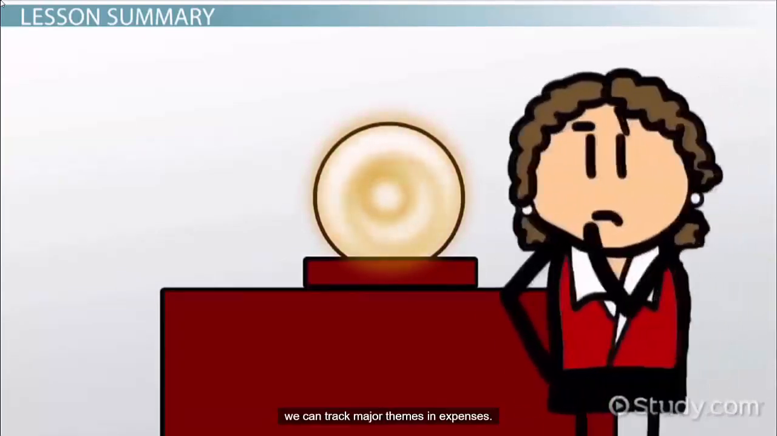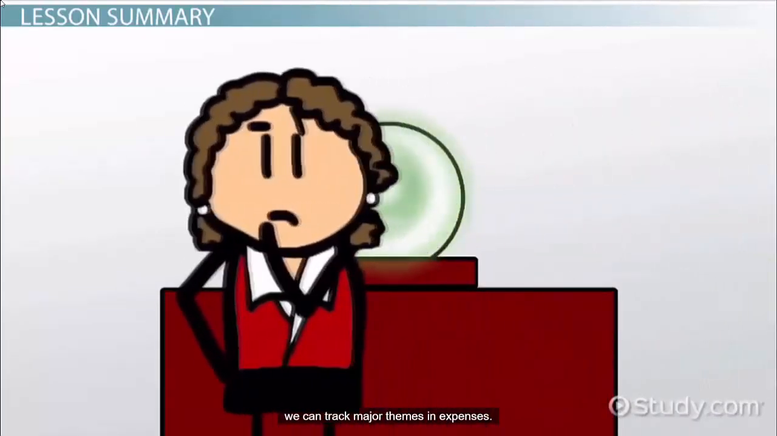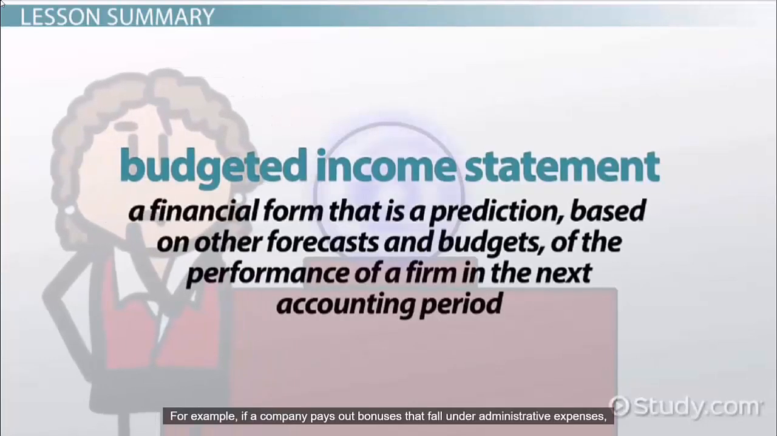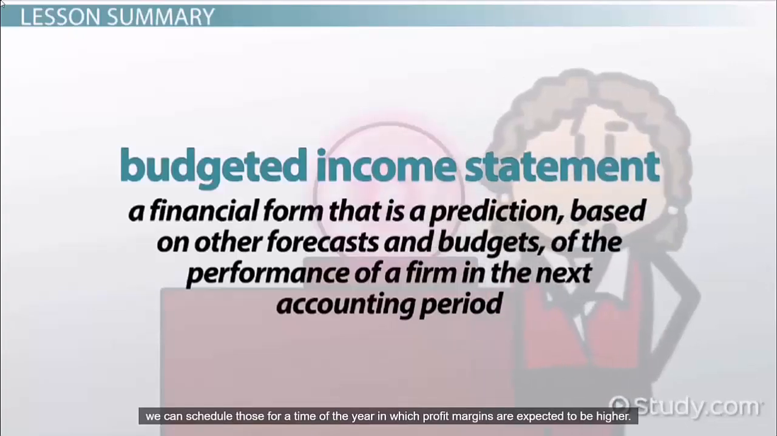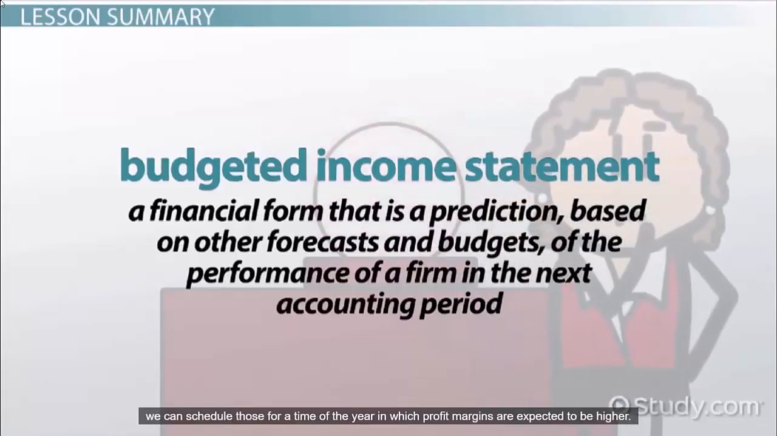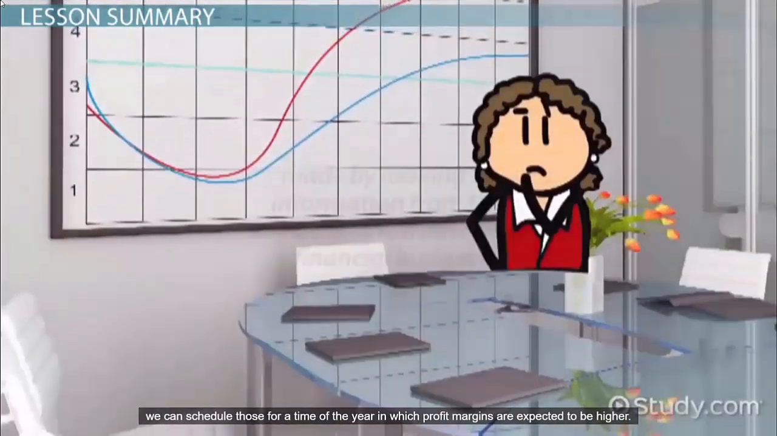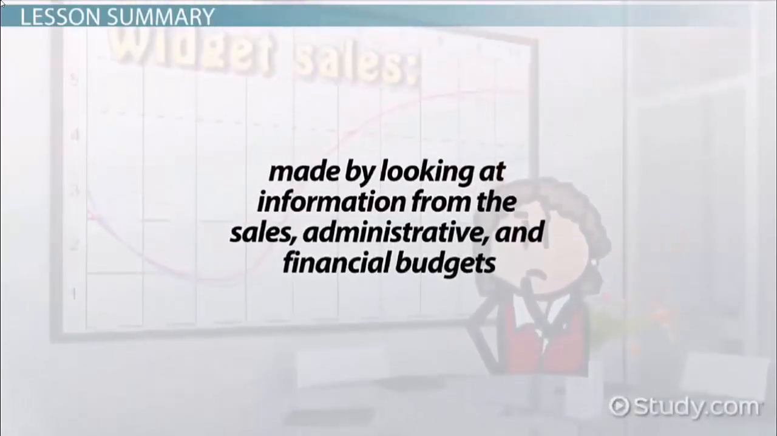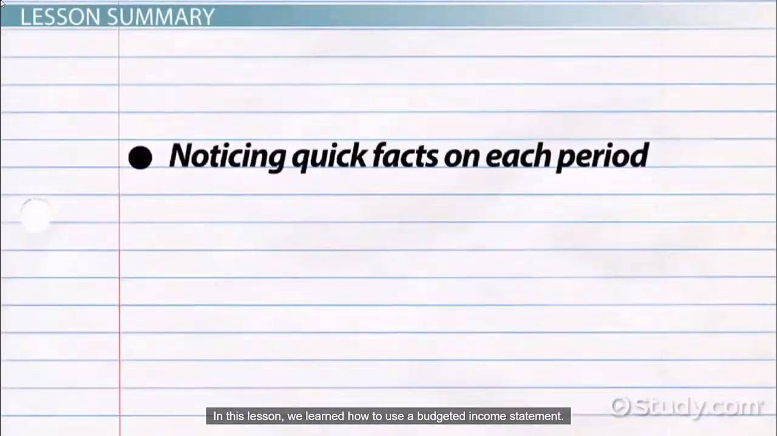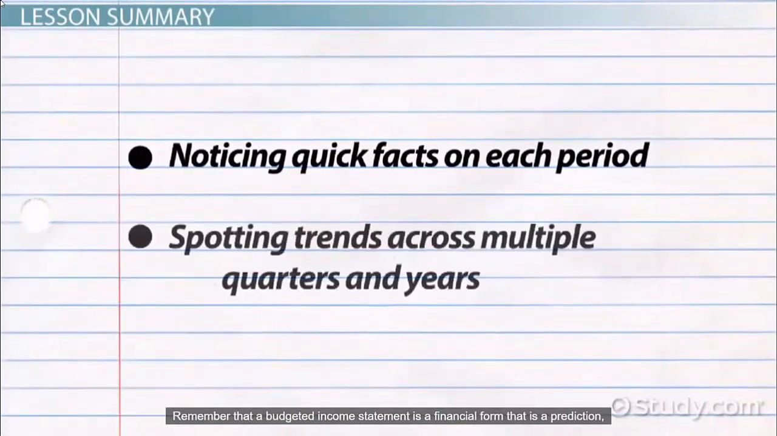In this lesson, we learned how to use a budgeted income statement. Remember that a budgeted income statement is a financial form that is a prediction based on other forecasts and budgets of the performance of a firm in the next accounting period. The budget is made by looking at information from the sales, administrative, and financial budgets. Finally, it is useful for not only noticing quick facts on each period, but also for spotting trends across multiple quarters and years.